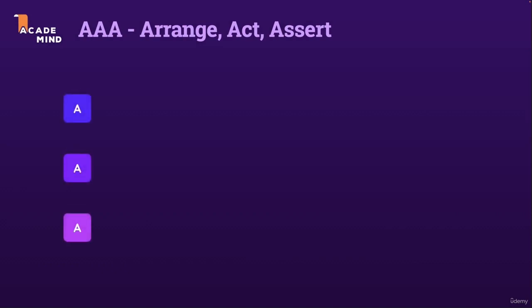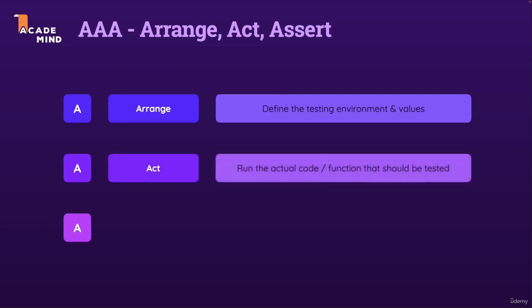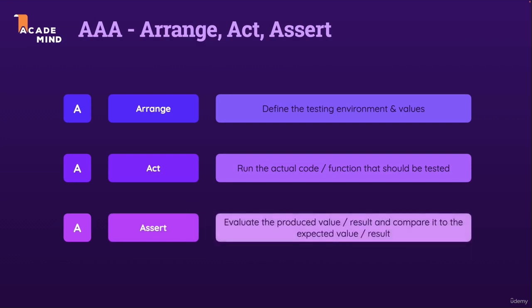Well, in the end, it's about three phases. The arrange phase, where you want to define the testing environment and values you are using in the test. Then the act phase, where you perform the actual testing, so where you execute the function that should be tested. And then the assert phase, where you evaluate the result and you set your expectation and you simply define which results lead to a success and which results lead to a failed test.